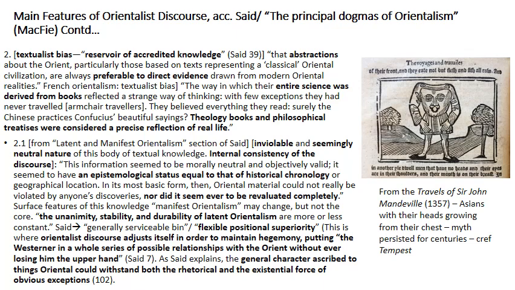As Said explains, the general character ascribed to things Oriental could withstand both the rhetorical and existential force of obvious exception. So this is basically a way of saying that whatever the Westerner sees in Asia, if it upsets preconceived notions, then the discourse adjusts itself. So the manifest features will change.